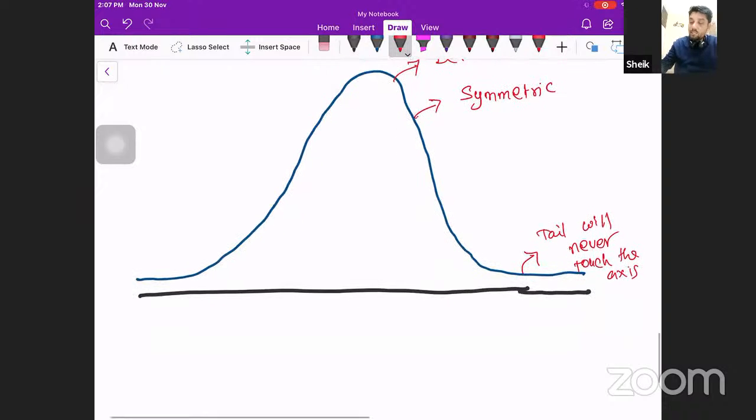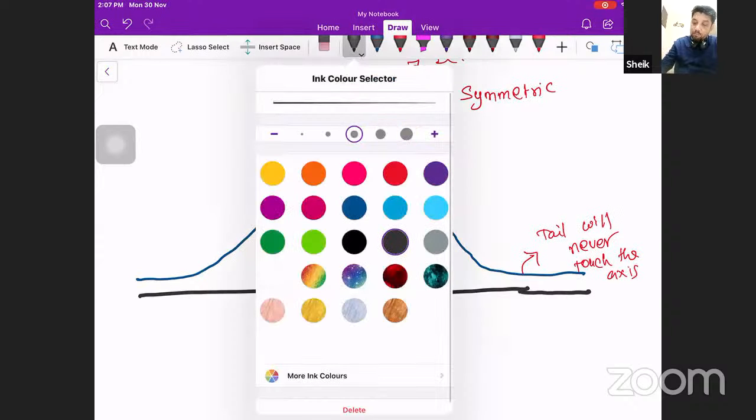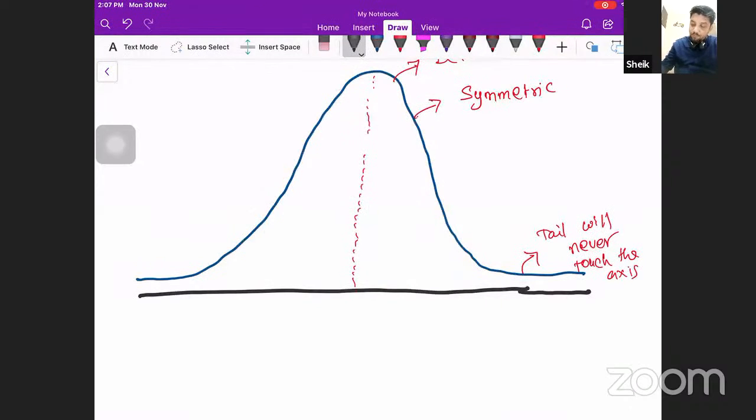What exactly is the meaning of symmetric? Symmetric in the sense that mean is equal to median is equal to mode. Now it extends from minus infinity to plus infinity, and the area under the curve is 1.